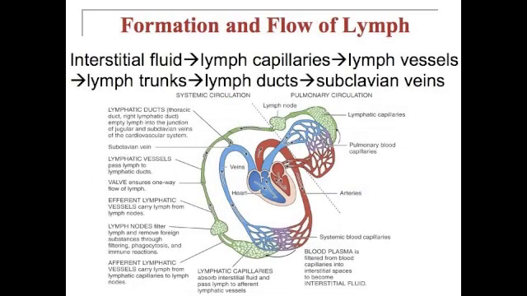And this is figure 22.4 on page 852. And this is the formation and flow of lymph. So this schematic diagram shows the relationship of the lymphoid system to the cardiovascular system. And the arrows indicate the direction of flow of lymph plasma and blood.